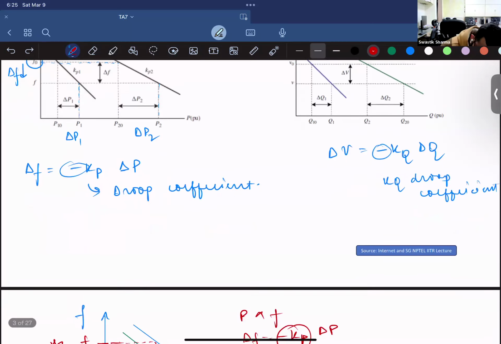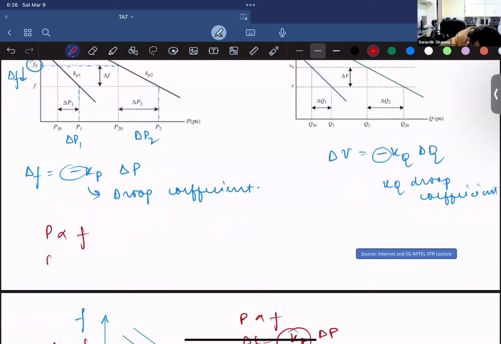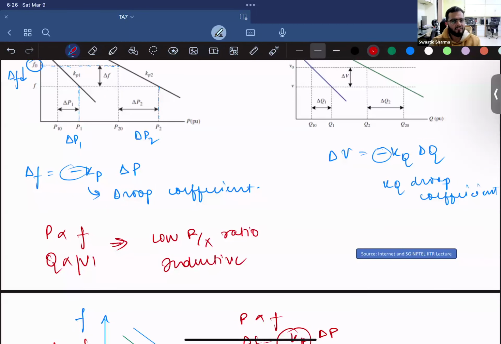Okay, so this strong coupling between frequency and power, and Q and V, is a product of a low R by X ratio. We assume that mostly our impedances are inductive, that we have a high inductive impedance, and due to this, the dependency of Q over V and P over F comes into play. To know more about this, please go through fast decoupled load flow, and there you would understand how this decoupling comes into effect. Now, because we assume our R by X ratio is low, which is true for the transmission side.